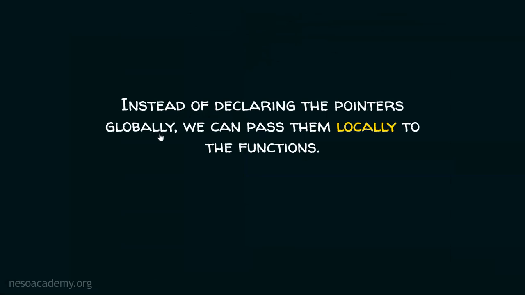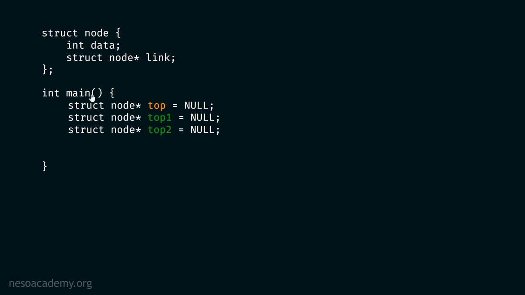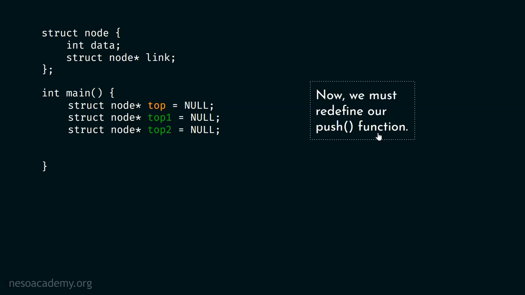Instead of declaring the pointers globally, we can pass them locally to the functions. We know that our functions will always receive the top pointer, but we want our functions to receive all the other pointers as well. And one way to get rid of this problem is to simply pass all the pointers locally to the functions. This is one way out, right? Here, we will first delete all these pointers and we will declare them inside the main function. Then after this, we must redefine our push function. This is the first step, of course. We will redefine our pop function also, but first we will redefine our push function.